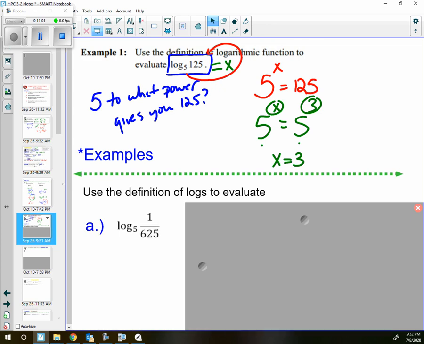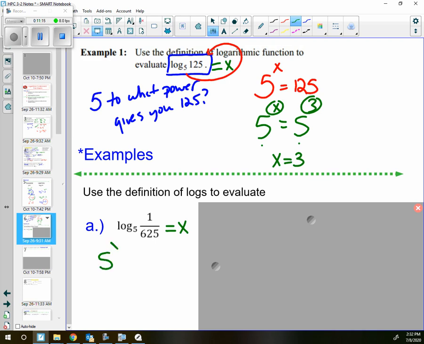All right, let's try another one. So sometimes the numbers get a little bit harder. So what is this question asking you? Again, I'm going to set it equal to something. Log base 5 of 1 over 625. That means 5 to the what power would give you 1 over 625? Well, whenever you have a fraction, what kind of exponent would that mean?